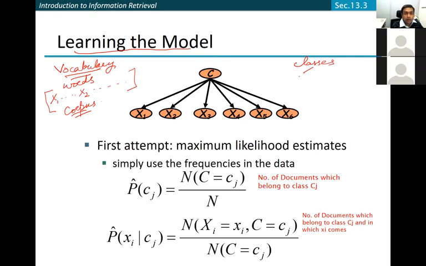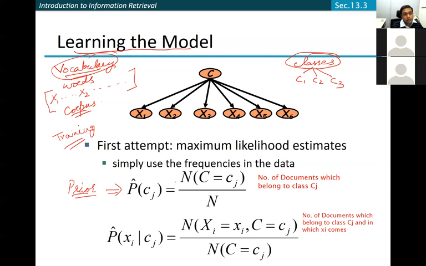It could be binary, relevant and non-relevant. It could be multiple classes. So this vocabulary and the classes you have already fixed. Now you have training data. So in the training data, first you calculate the prior. So this is the prior information.